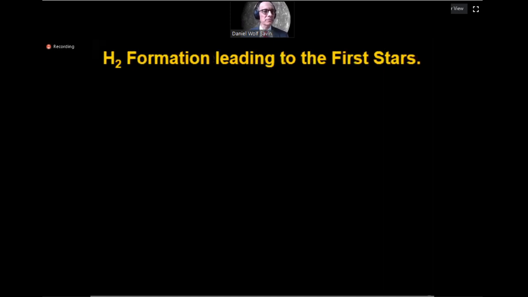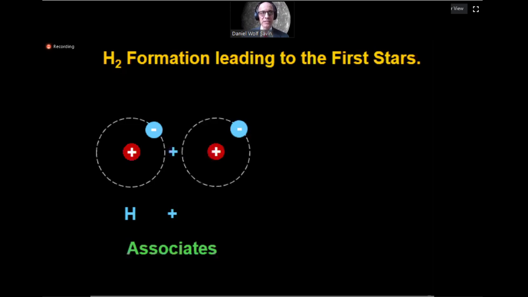Okay, let's talk now about the chemistry leading to the formation of the first stars. So I have to tell you what a hydrogen atom is. A hydrogen atom consists of a proton in the nucleus with a positive charge, and there's an electron orbiting the nucleus with a negative charge. This is symbolized by the letter H for hydrogen. This hydrogen atom associates with another hydrogen atom.